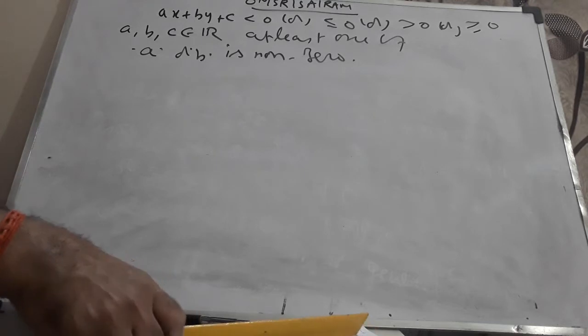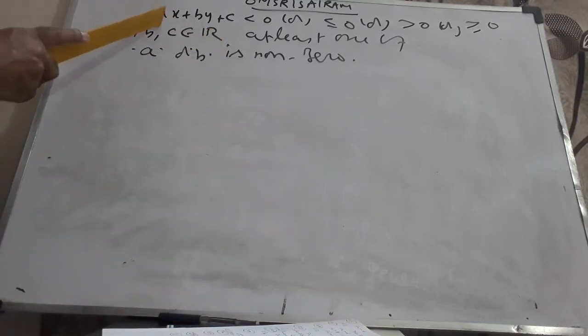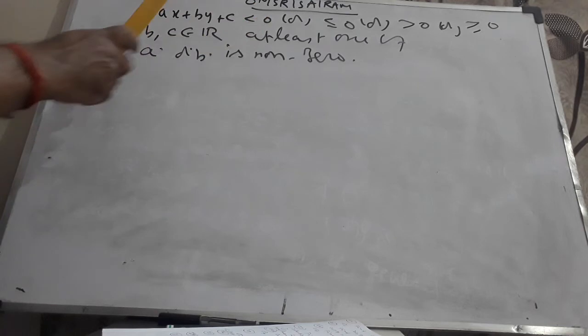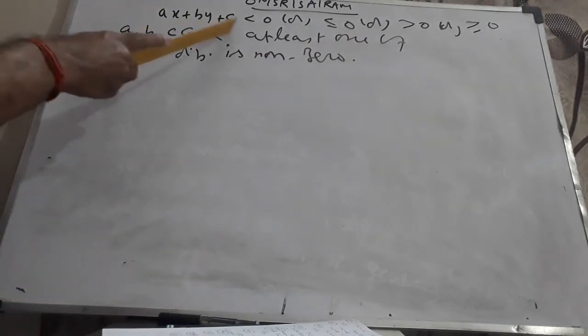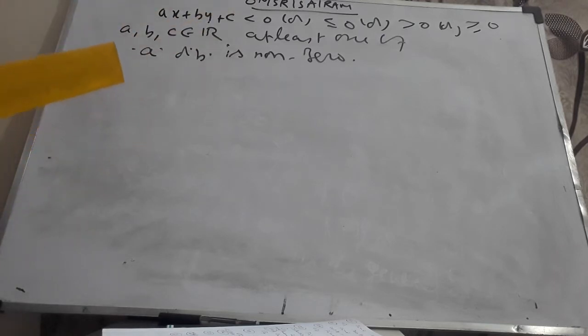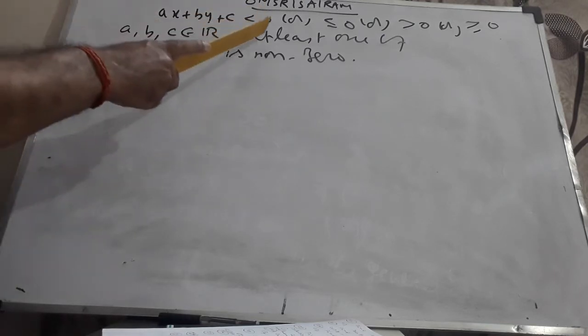I repeat, any inequation of the form ax + by + c less than 0, or less than or equal to 0, or greater than 0, or greater than or equal to 0, where a, b, c are real numbers, coefficients from the set of real numbers, and at least one of a or b is non-zero, is known as a linear inequation. Now let me move on to how to go about the graphical solution of such an inequation.